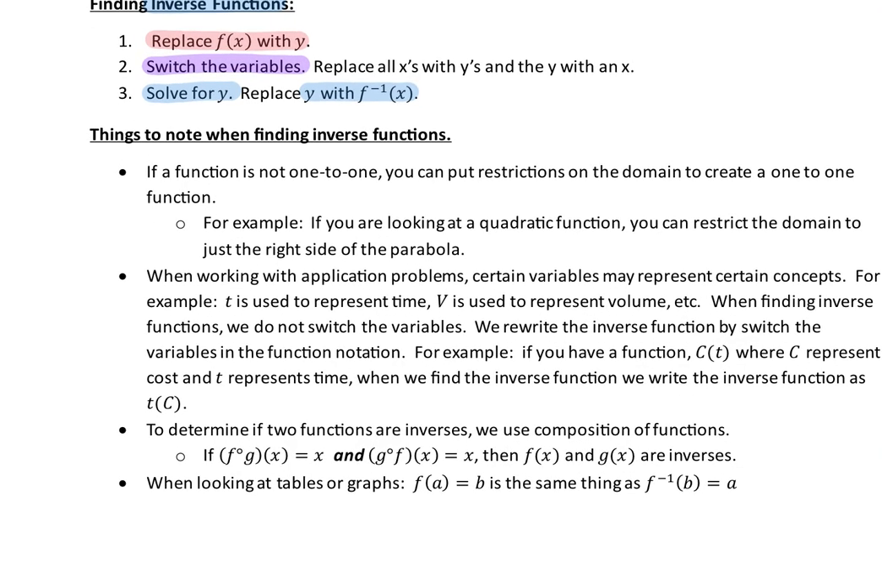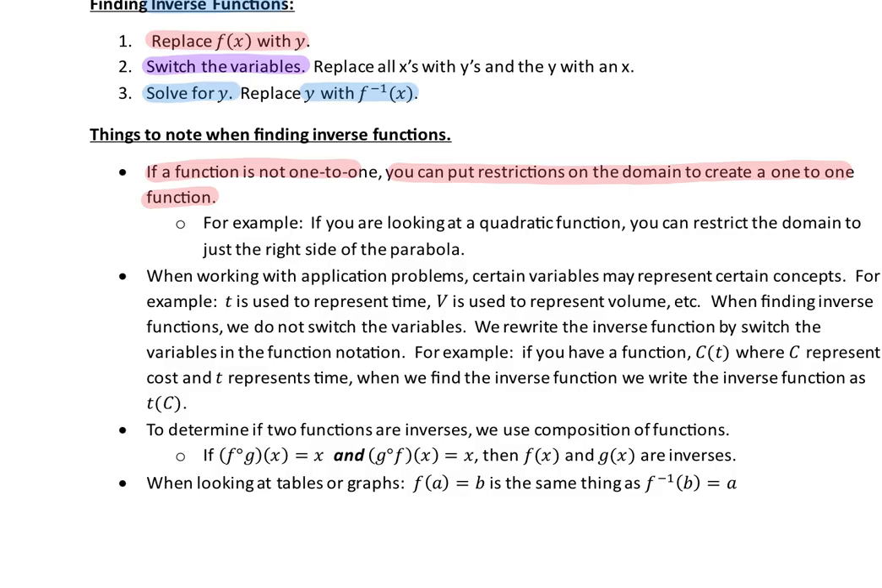All right, a couple things that we do want to note is that if a function is not one-to-one, you can put restrictions on the domain to create a one-to-one function. For example, if we are looking at a quadratic function, which is a parabola, we can restrict the domain to just the right side of the parabola. It's now one-to-one, and we can find an inverse function.